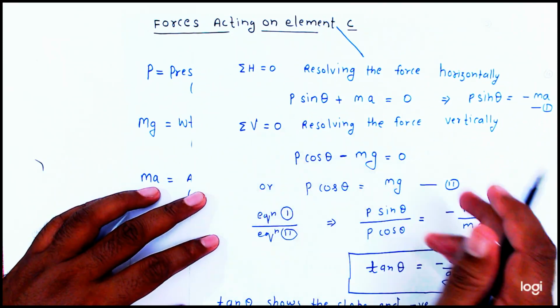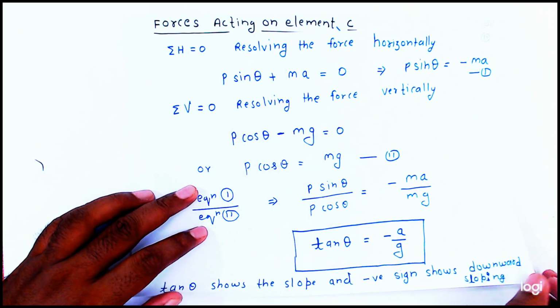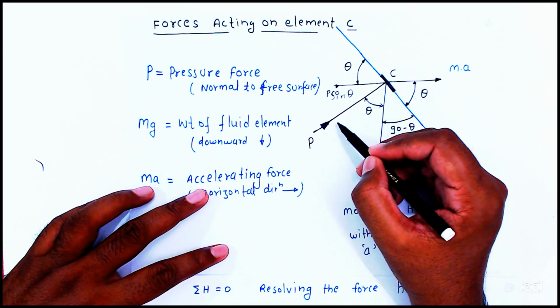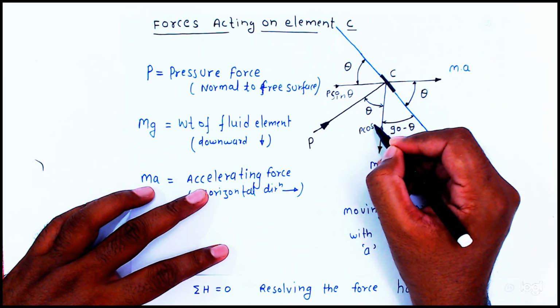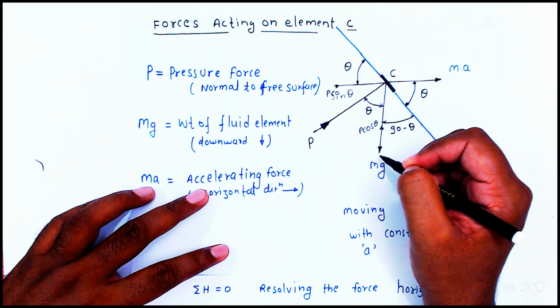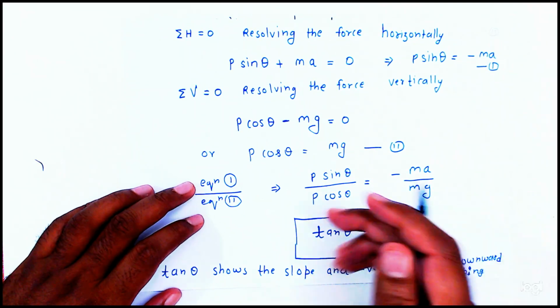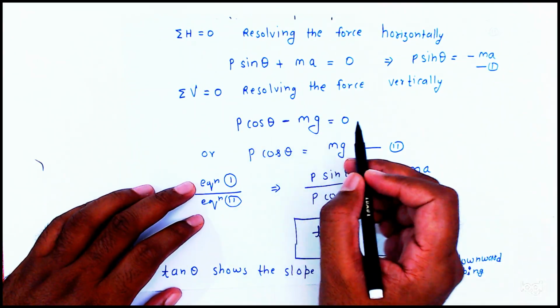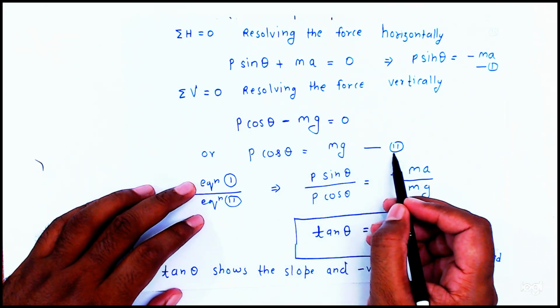Sigma V equal to 0. So in this case, friends, what will happen? Here you see, P cos theta will work in the upward direction, and mg is working in the downward direction. So from here, P cos theta minus mg equal to 0, or P cos theta equal to mg. This is equation 2.